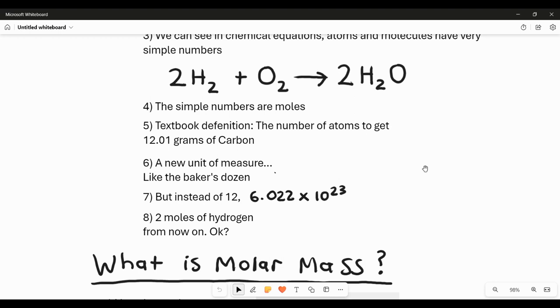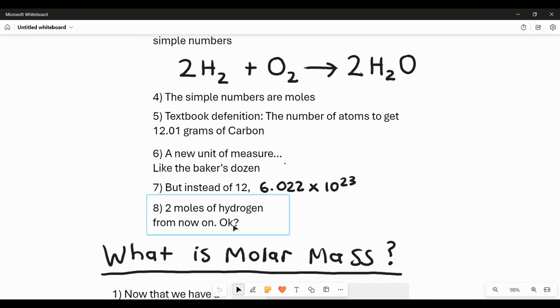So when you go to Krispy Kreme or Dunkin' Donuts, you're not gonna order 36 donuts. You're gonna tell them I'd like 3 dozen donuts. It's just like that, but instead of 12, the number is 6.022 times 10 to the 23. So you might want to Google Avogadro's number. That's what this number is called, and then you'll see just how big it is. So from now on, 2 moles of hydrogen, okay?